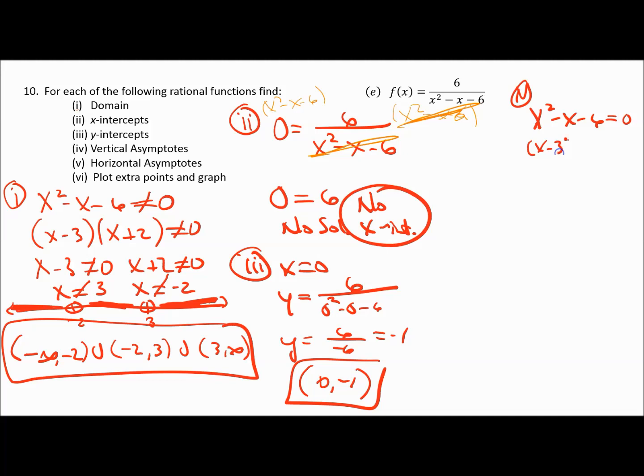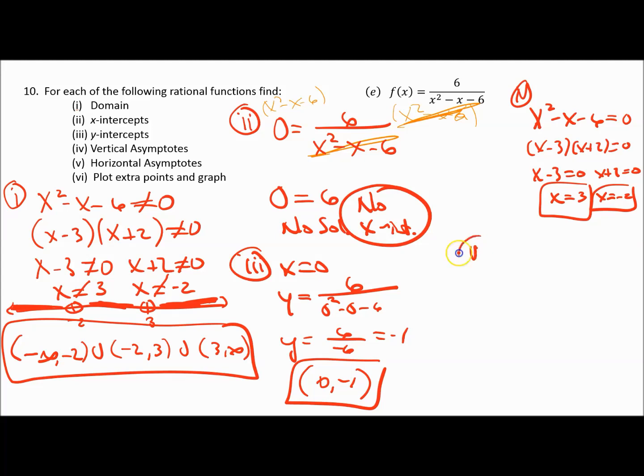I factor it just as I did before. Set each factor separately equal to 0. It turns out I have 2 vertical asymptotes. I have one at x equals negative 2 and one at x equals positive 3.